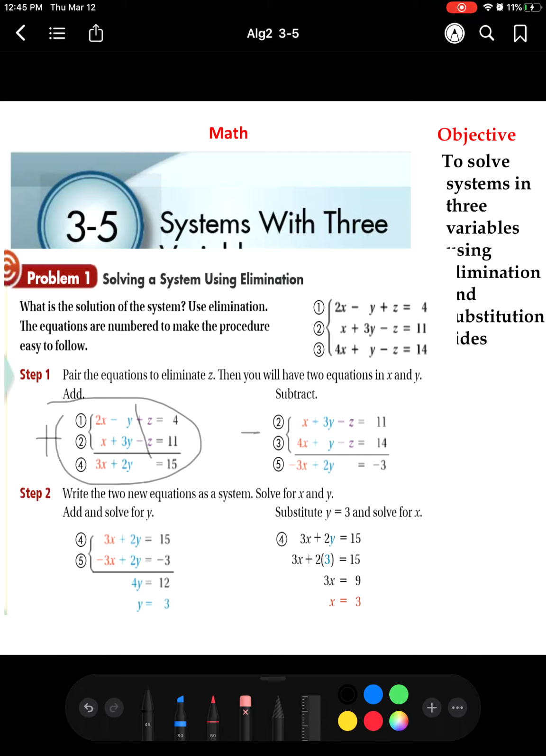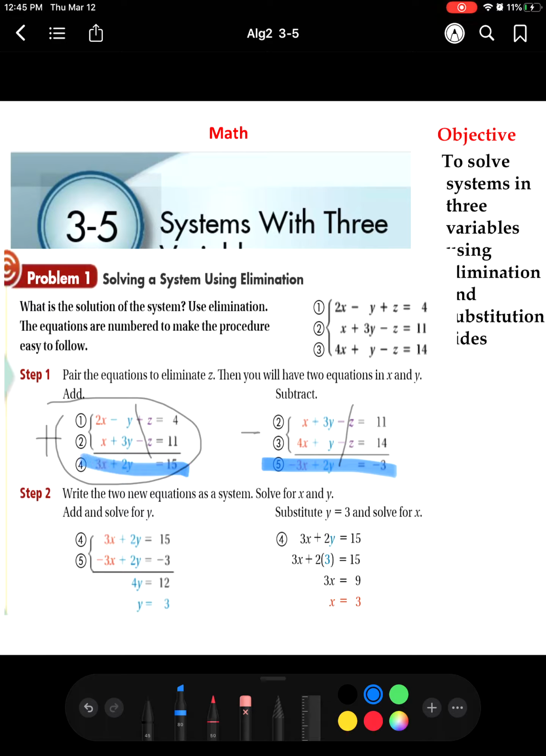However, you need to make sure that the variable that you want to eliminate will vanish, will not be here anymore. So x minus 4x, it will be negative 3x. 3y minus y, it will be 2y. And minus z minus minus z, it will be 0. And 11 minus 14, it will be negative 3. Now, in this case, I have two equations.